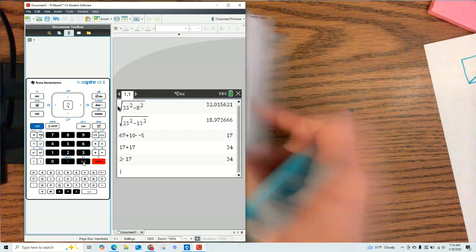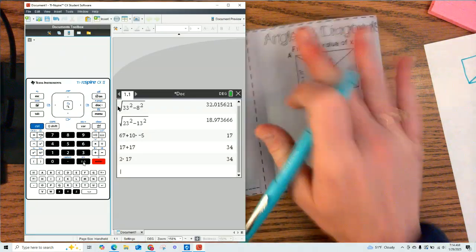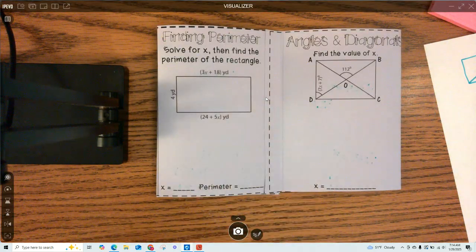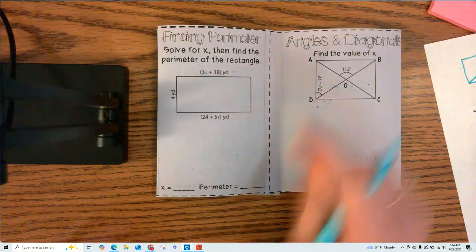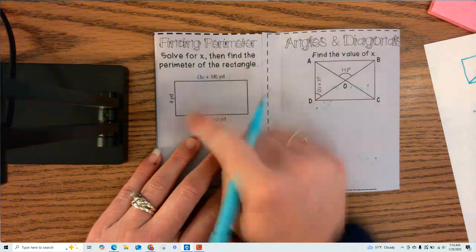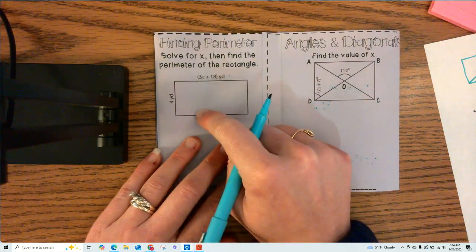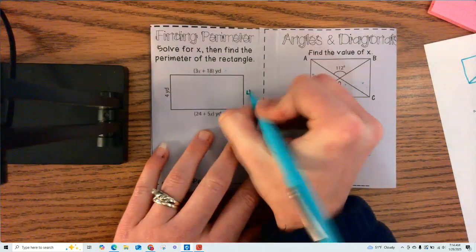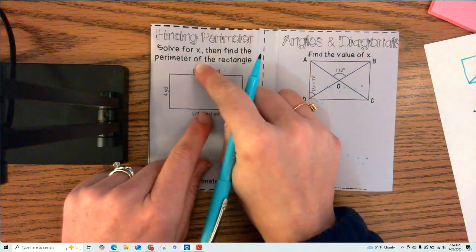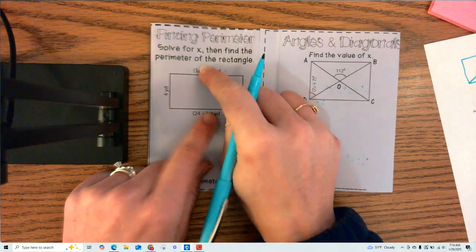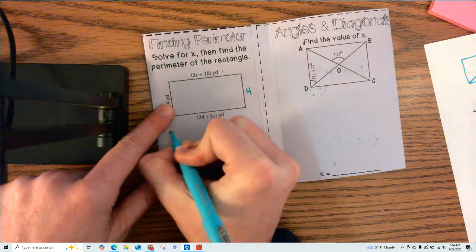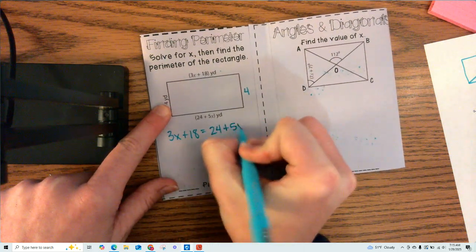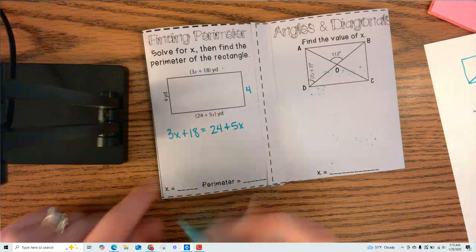Okay, well, let's look at the back now. Finding perimeter. So solve for x, then find the perimeter of the rectangle. So we have this side and this side. Opposite sides are going to be congruent, and then we have this side. So if this one's 4, then this one's going to be 4. Since these two sides have an x, we know they're equal, so we can set them equal to each other. And then we can solve.